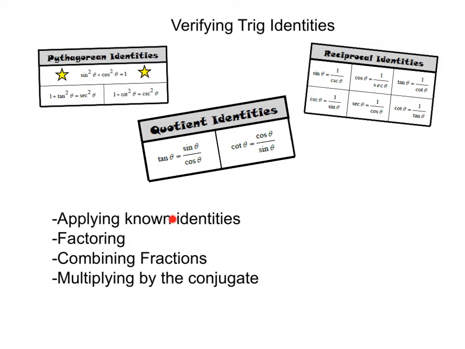Now, here are some methods that you can use to give you some guidelines in verifying what you want to verify. And they're really the same things that we've done in simplifying. So you can apply your known identities, however these apply up here. You can factor, you can combine fractions, you can multiply by the conjugate, and much more. This is a lot like last lesson, except you have kind of an end direction. Let's get into some examples, and hopefully you'll get the hang of it.